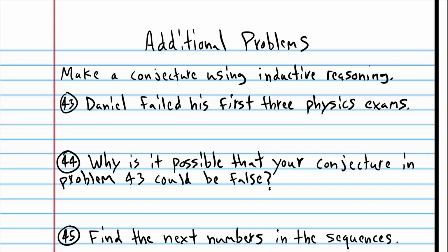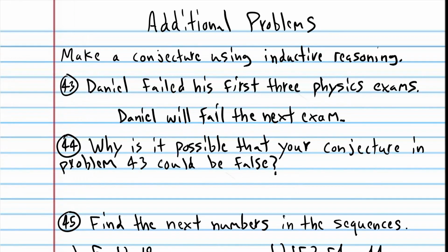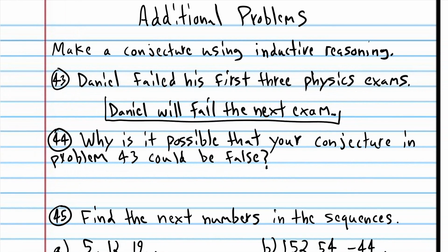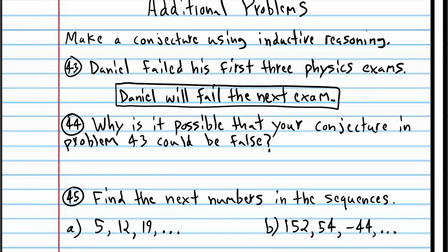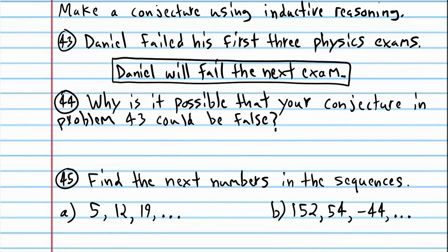All right, we're back. So the conjecture is Daniel will fail the next exam. That might not be true, but based on the pattern, that's the logical conclusion. We shouldn't discount the boy, but again, we're using inductive reasoning.